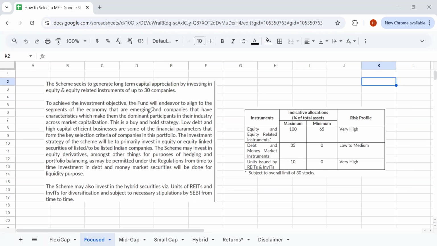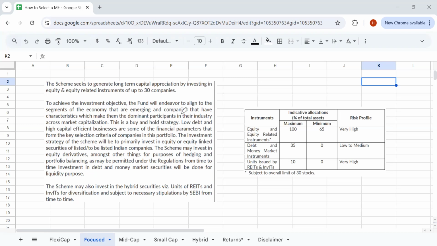And what the fund manager is saying is that he endeavors to find the emerging companies in the economy, right? That means these are not yet identified ones. So if you are somebody who is trying to get the emerging trends, then it may take some time, right, for that portfolio to show results.